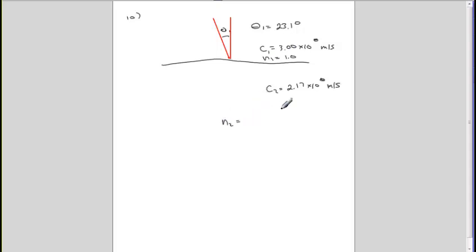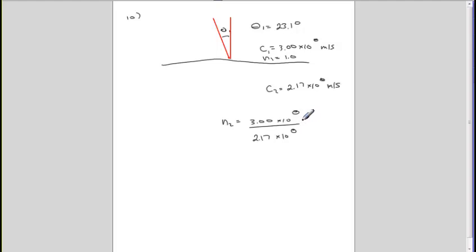So N2 is going to be greater. N is always greater than 1. And N of any object is either equal to or greater than 1. So from that we can figure out which needs to go on top. So we need to put the speed in a vacuum divided by the slower speed, which is this.